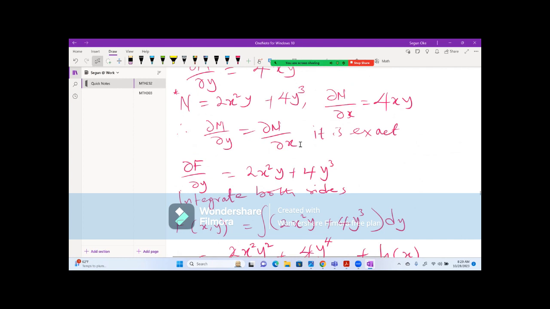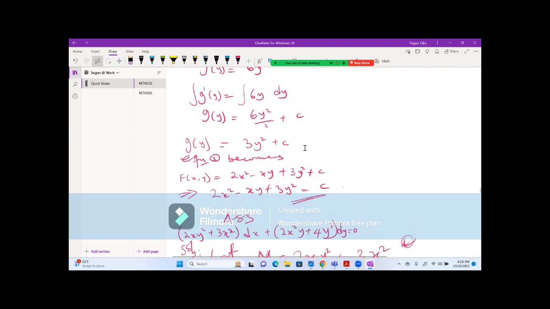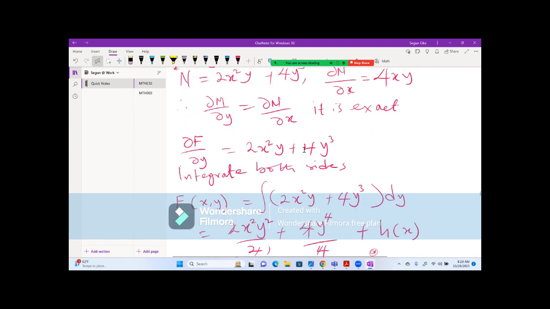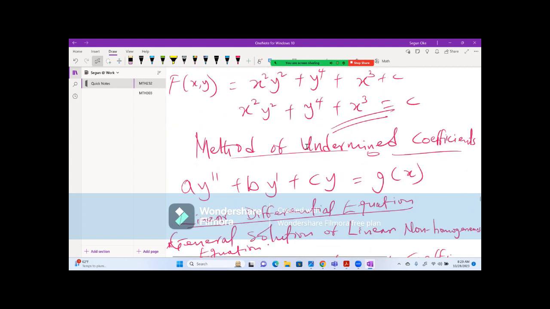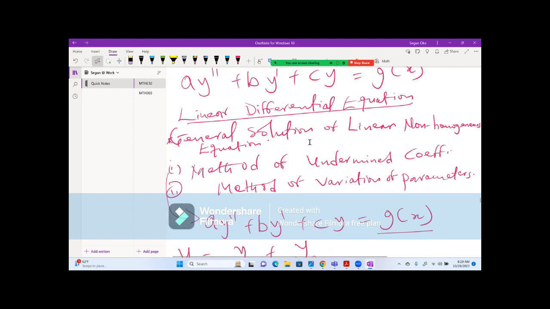Each of the weeks, if you really want to enjoy it, go and click it so that you can follow what we've been doing so far. So this is the topic: we are on linear differential equations, talking about the general solution of linear non-homogeneous equations, which we are solving now. And what are the methods? The methods are the method of undetermined coefficients and the method of variation of parameters. So these are the things we've been solving.